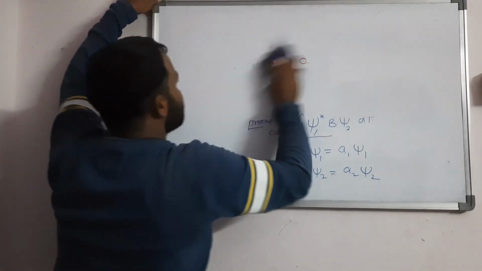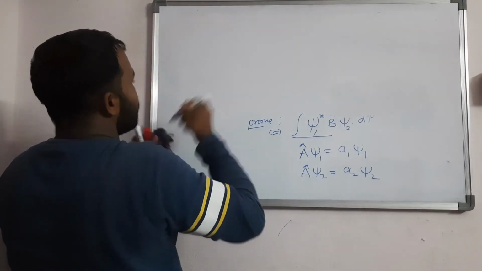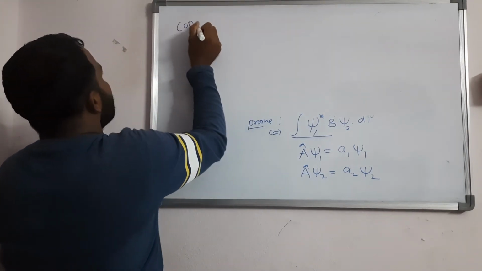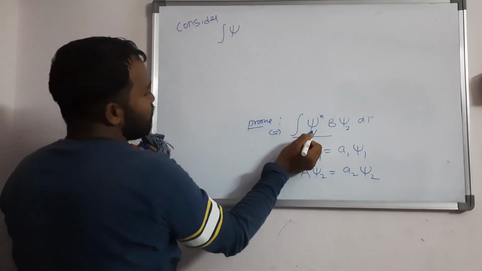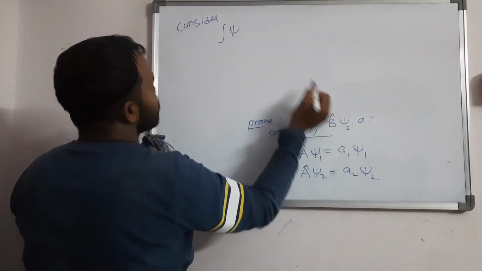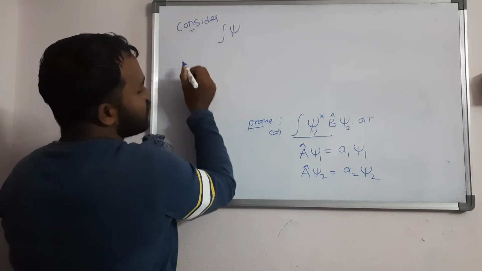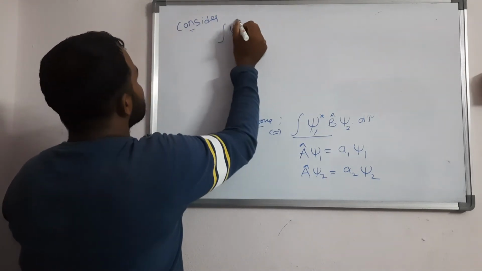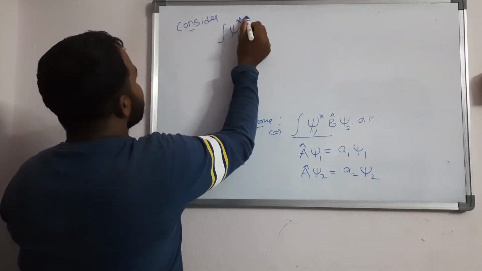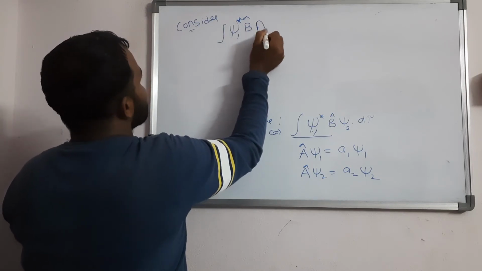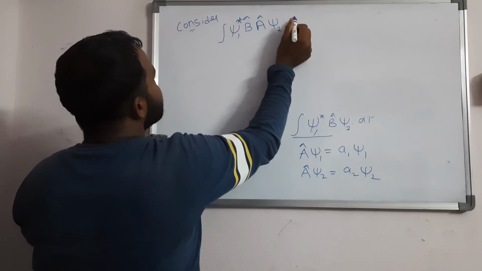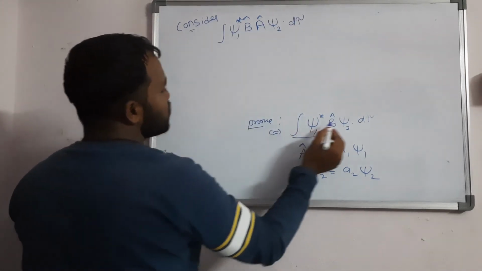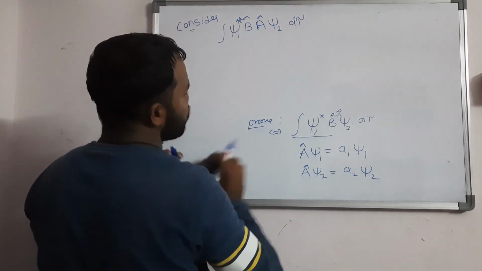So consider one more equation. Take the integration of the same equation, but with A cap operating this time: the integral of psi 1 star, B cap, A cap psi 2 d tau. This is the equation; just take A cap here, which is what we are going to consider.